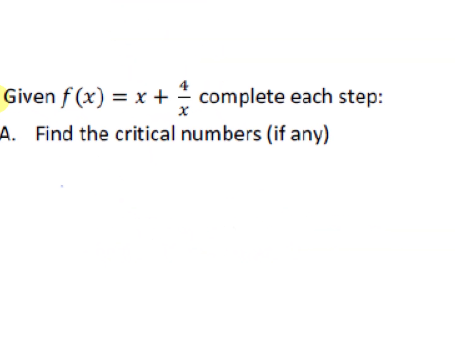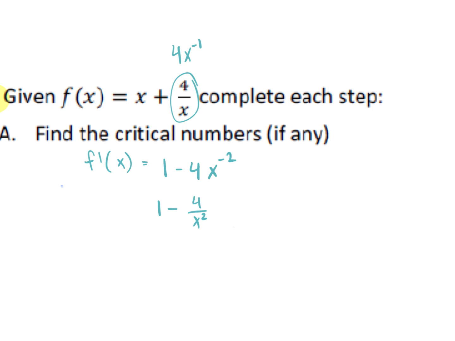So similar to the first question we did, it gives us our function and we want to find the critical numbers. So to find our critical numbers, we need to find our derivative. The derivative of x would just be 1. I would change this to be 4 times x to the power of -1. Our derivative here would be -4x to the power of -2. Or if you wanted to rewrite this, it would be 1 minus 4 over x squared.